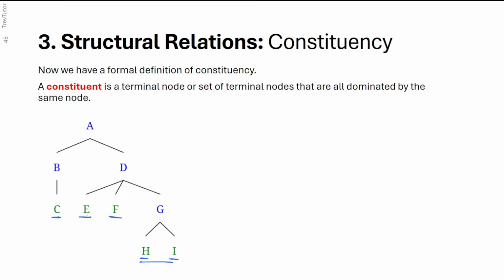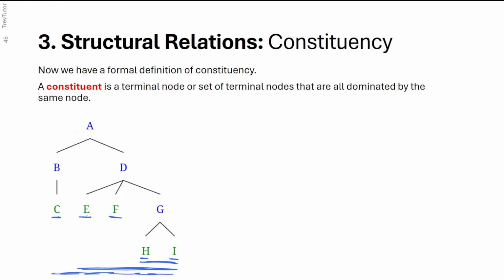H and I are going to form a constituent together because they're both dominated by G. E, F, H, and I will form a constituent together because they're all dominated by D. And then the entire sentence, in which case this is C, E, F, H, and I, will be a constituent because they're all dominated by A.